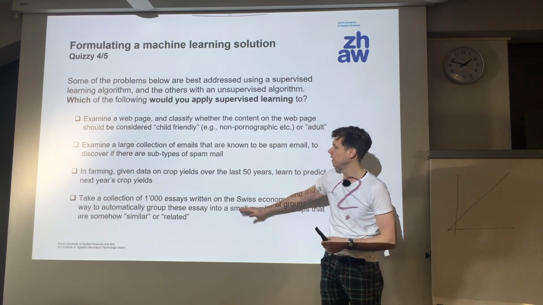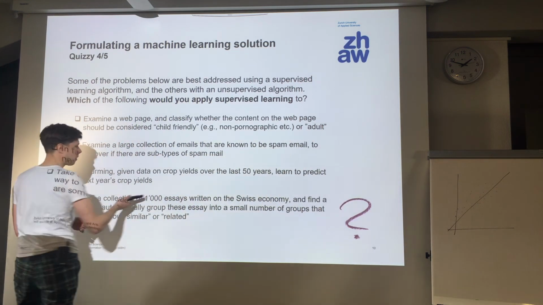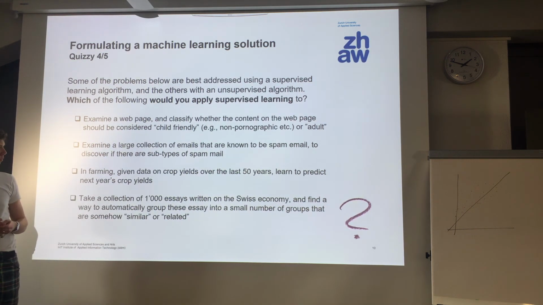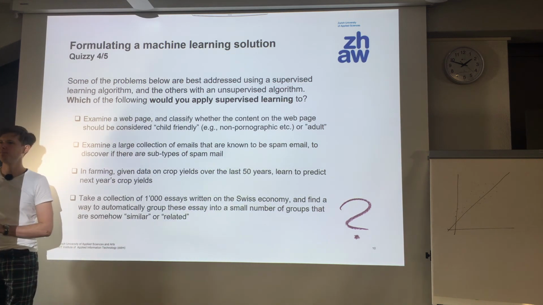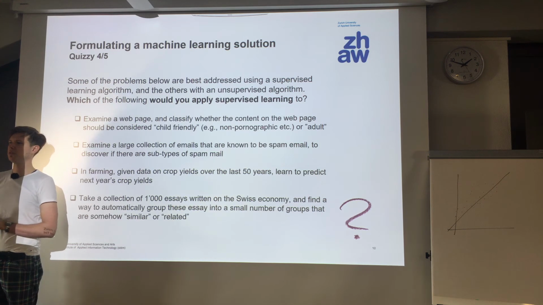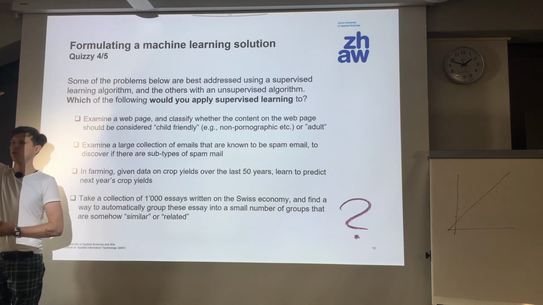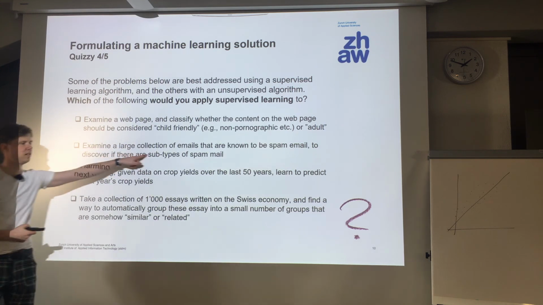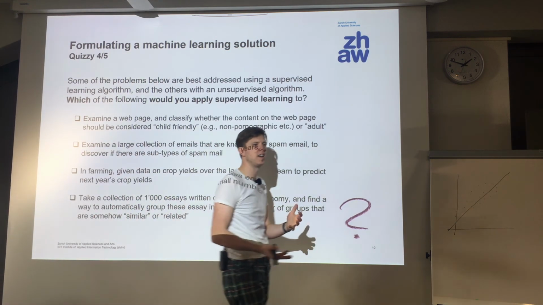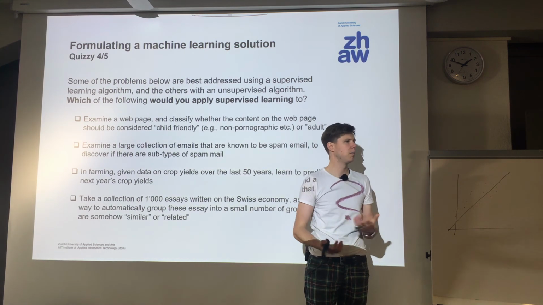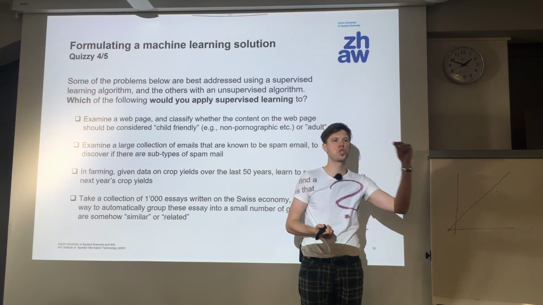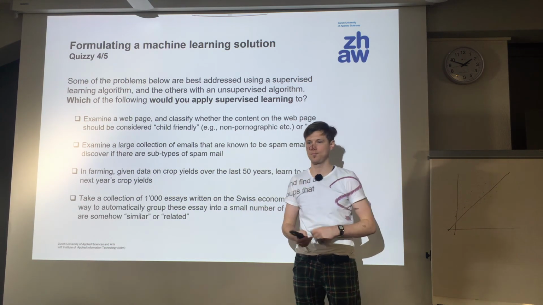Yes, exactly. Last one. Take a collection of 1,000 essays written on the Swiss economy, find a way to automatically group these essays into a small number of groups that are somehow related or similar. Who's for unsupervised? You are right. This is the same as this one. It's about finding groups, finding patterns you don't know about yet. That's a typical clustering use case. Remember, unsupervised learning is not just clustering, but it includes clustering.